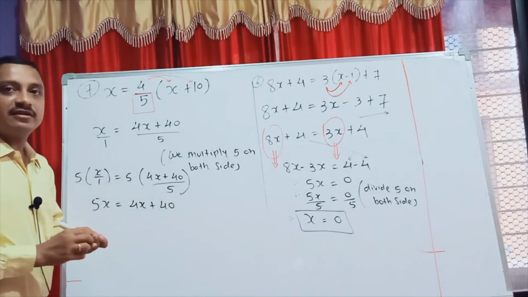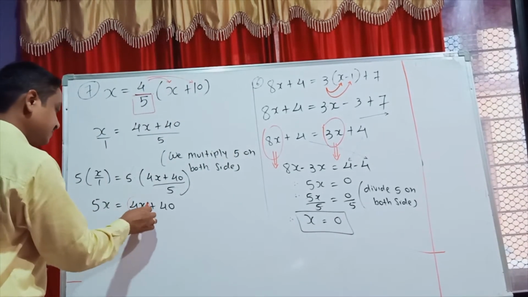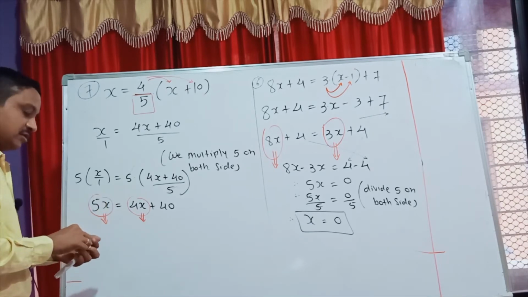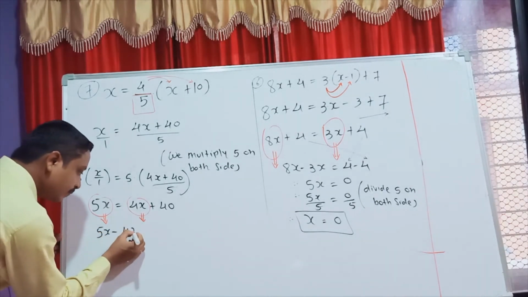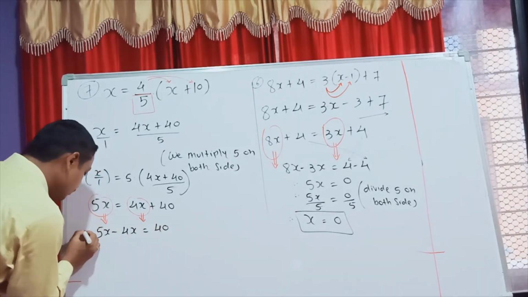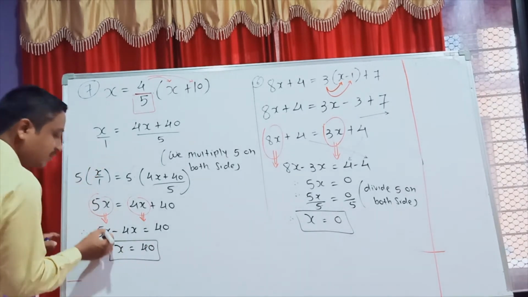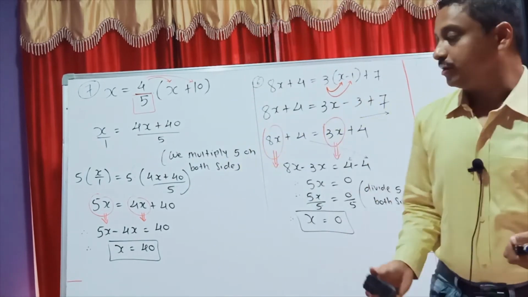Now students, decide where our two variables are. Yes, these are the variables. So you make the joint in the variable form. So 5x minus 4x is equal to 40. So x is equal to 40. These are our final and easiest form answers.